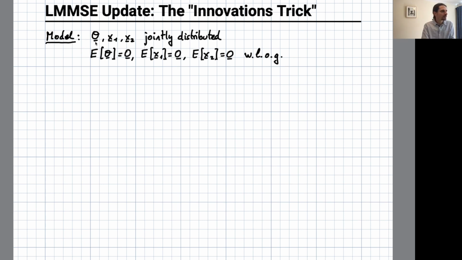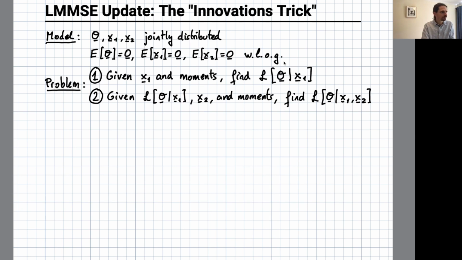So to that end, suppose that we are interested in estimating a vector of parameters given two data vectors, but this one is available at time 1 and this one is made available at time 2. For simplicity, let's assume that the means are 0. This entails no loss of generality, as we have already discussed. The problem can be formulated in this way.